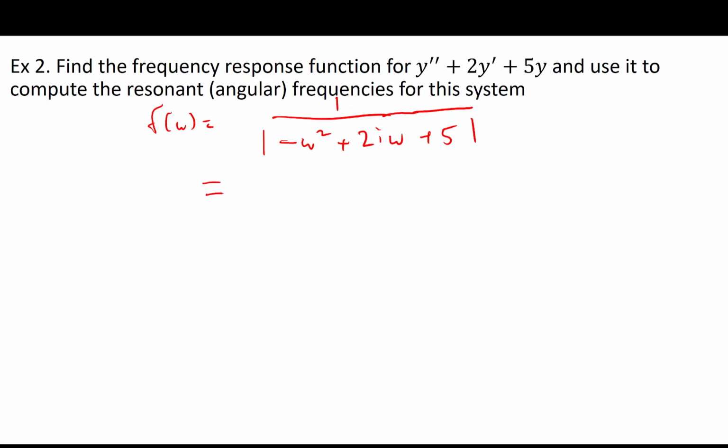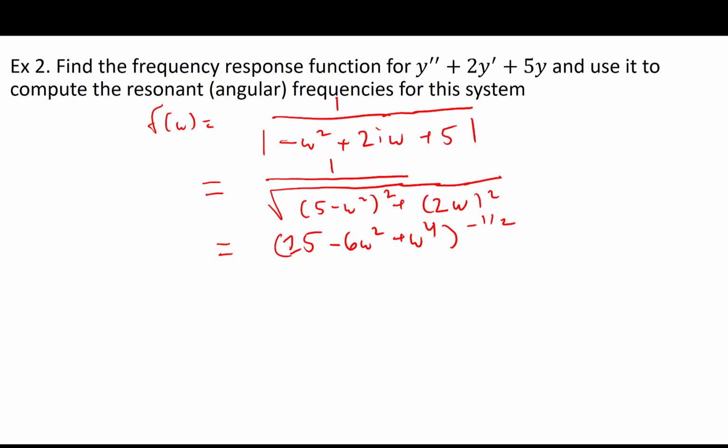And this is a little bit different than the last example because notice now I have a complex number in the denominator, which means we need to interpret that result as the modulus of that complex number. The complex number in the denominator there has a real part of 5 minus omega squared, and it has an imaginary part of 2 omega, the part next to the i. So to find its magnitude, I would add the squares of those quantities together and take the square root.